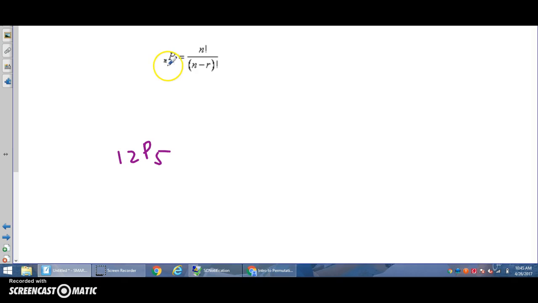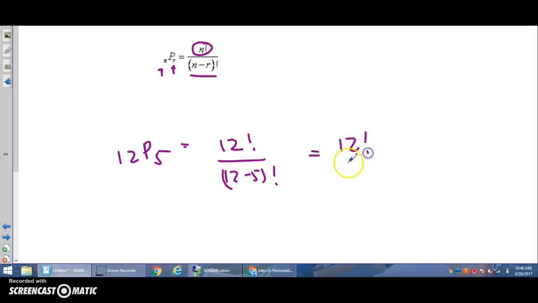So I have N. I'm choosing this many objects of this many objects, and to get that using function notation, you say, give me N factorial over N minus R factorial. What that means is I'm going to have 12 total options, but I don't want all of them. I only want to use some of them, and to get rid of the ones you're not using, you divide by N minus R. So 12 minus 5 factorial, I'm just going to do this in full, is 12 factorial over 7 factorial.